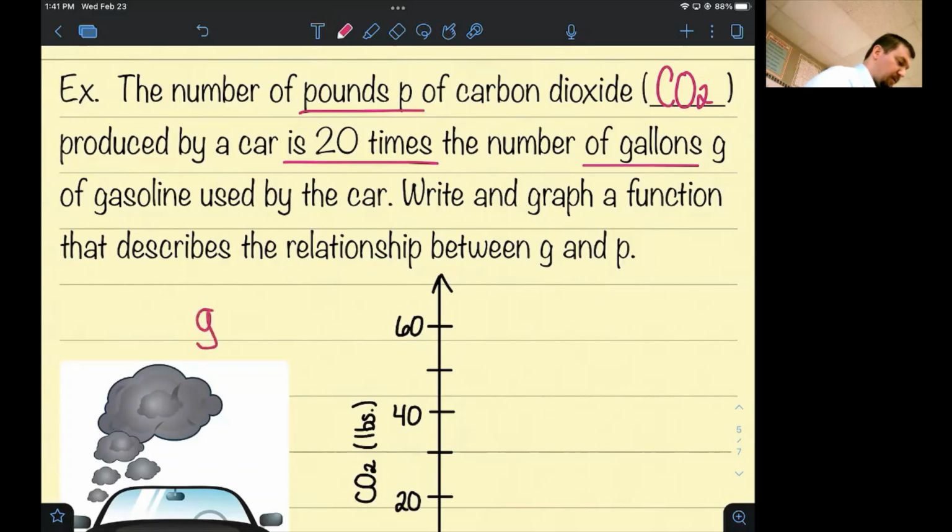I'm going to do G equals, but no, wait, hold on. Say it again. How about 20 G equals P? So P equals 20 G. It says the pounds P, then it says is, there's your equal sign, 20 times G.